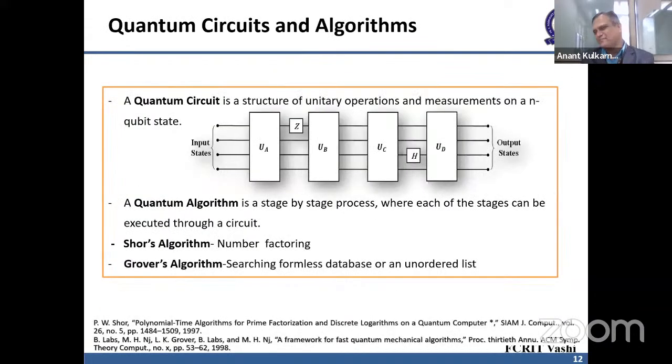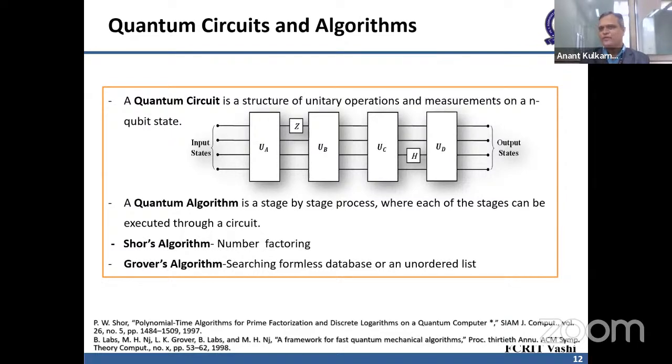Now let us talk about the quantum circuit. We have spoken about qubits, then quantum gates. Now let us talk about quantum circuits. What is a quantum circuit? A sequence of gates, right? Single qubit gates or 2 qubit gates or 3 qubit gates to carry out a desired operation. We can say that a quantum circuit is the structure of unitary operations and measurements on an n qubit state. If you look at this quantum circuit carefully, it has multiple input states, multiple output states, and different multiple state operations, unitary operations UA, UB, UC, UD.